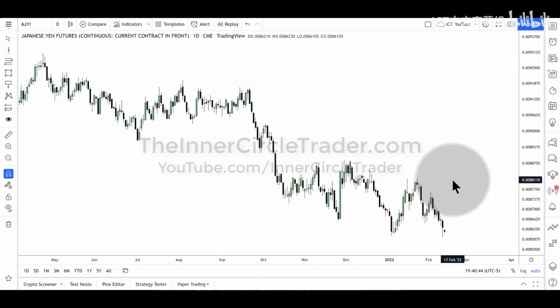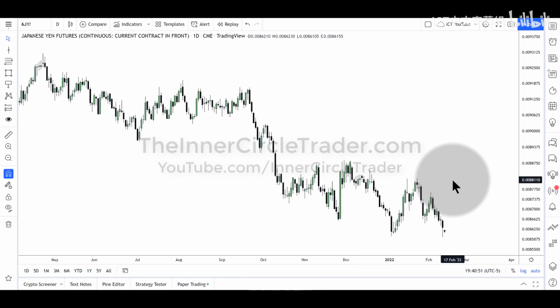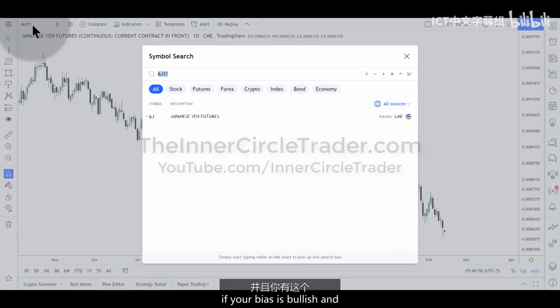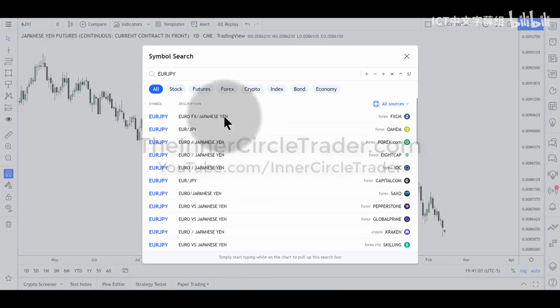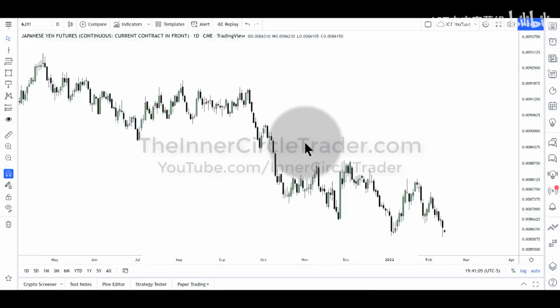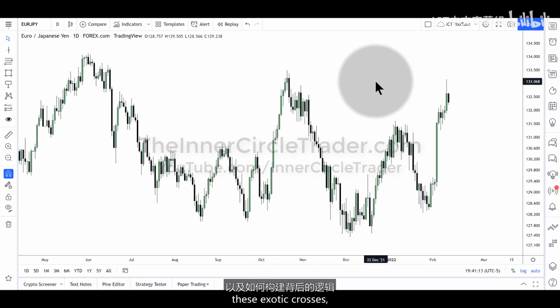So when you look at Forex pairs, you want to look for that relationship between the instruments that make up your pair. So euro-yen, euro is strong, yen is weak. What would that mean for euro-yen? It would mean that if your bias is bullish and you have this underpinning between euro and yen, this is going to make this pair go higher. And it's a real simple way of looking at how to determine these exotic crosses, and how to frame the logic behind whether it should go higher or lower.